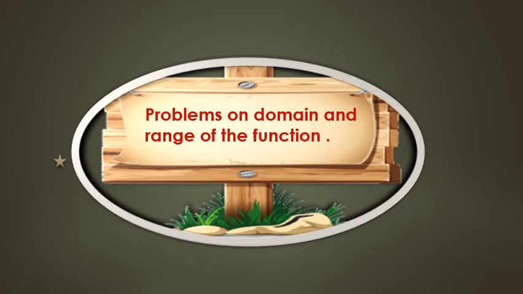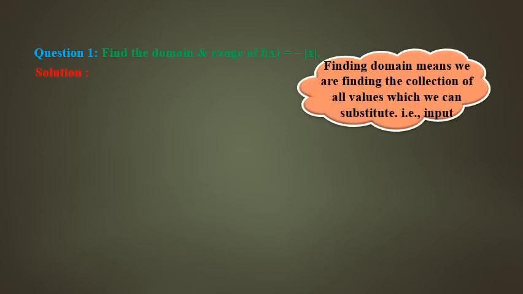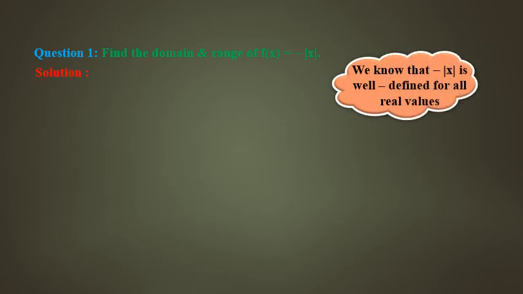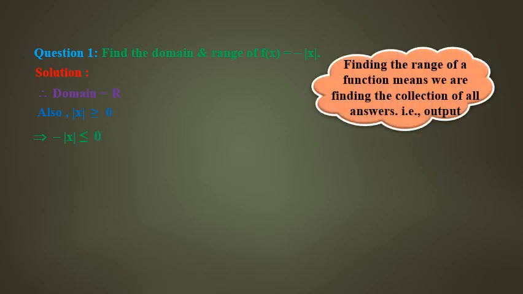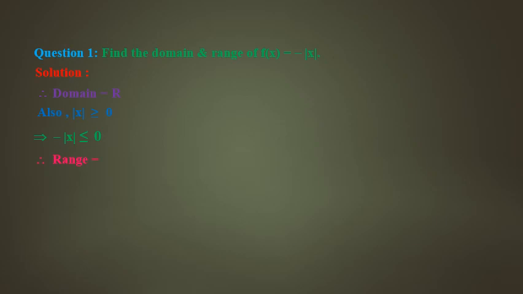Yes, next problem we will go for, problems on domain and range of a function. These are standard problems, we will discuss domain and range. Find the domain and range of f of x equal to minus mod x. What is the meaning of this? You need to find which values can satisfy this equation, okay? And we know that minus mod x is well defined for all real values, so therefore obviously the domain is the set of all real numbers. So mod x is always positive, hence minus mod x is always negative, therefore the range is always minus infinity to 0, meaning the left side of 0, all numbers.